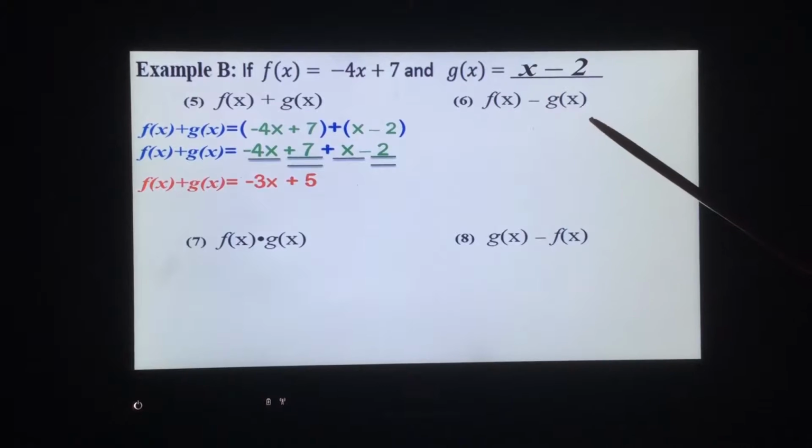All right, number 6 is just like number 2. So if you need to look above, you can. Go ahead and do this one on your own.